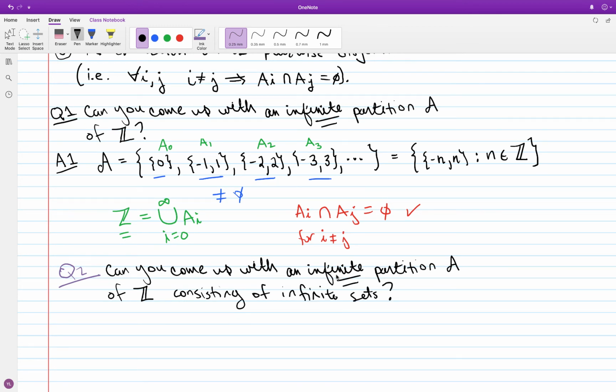So that's a little bit harder. What I would want is similar to what I have here, but instead of the individual members of the partition being finite, you'd want them to be infinite themselves. So I'm going to leave that question hanging and see if you can come up with that.